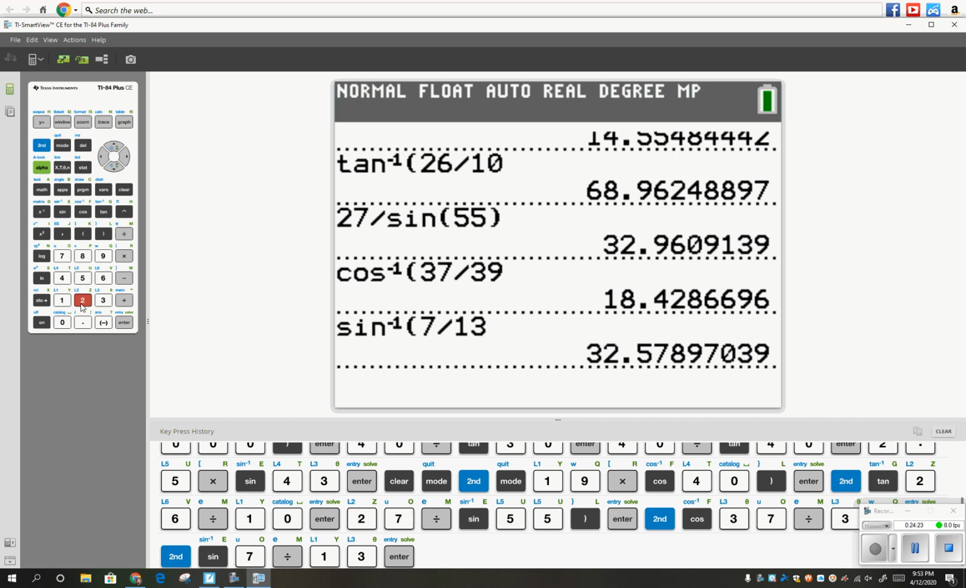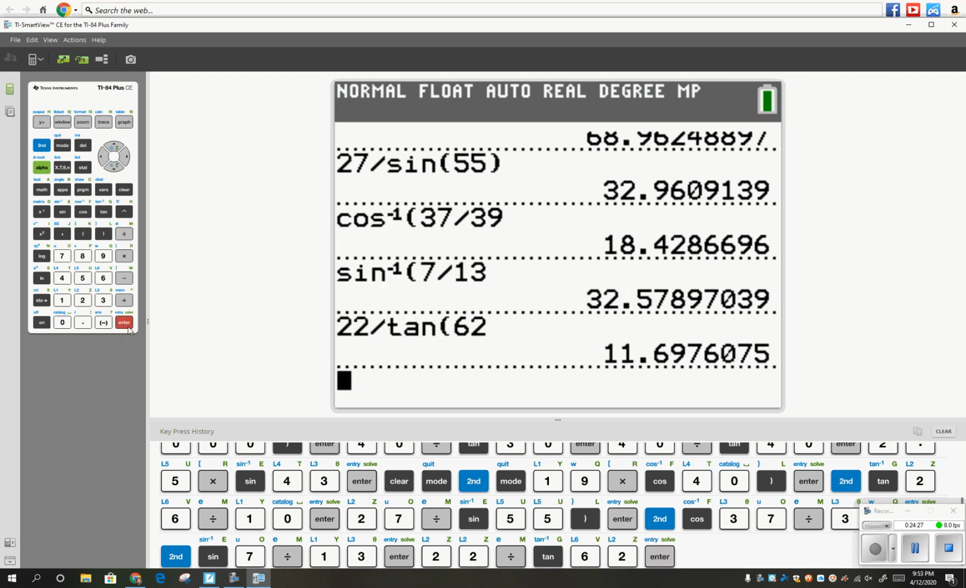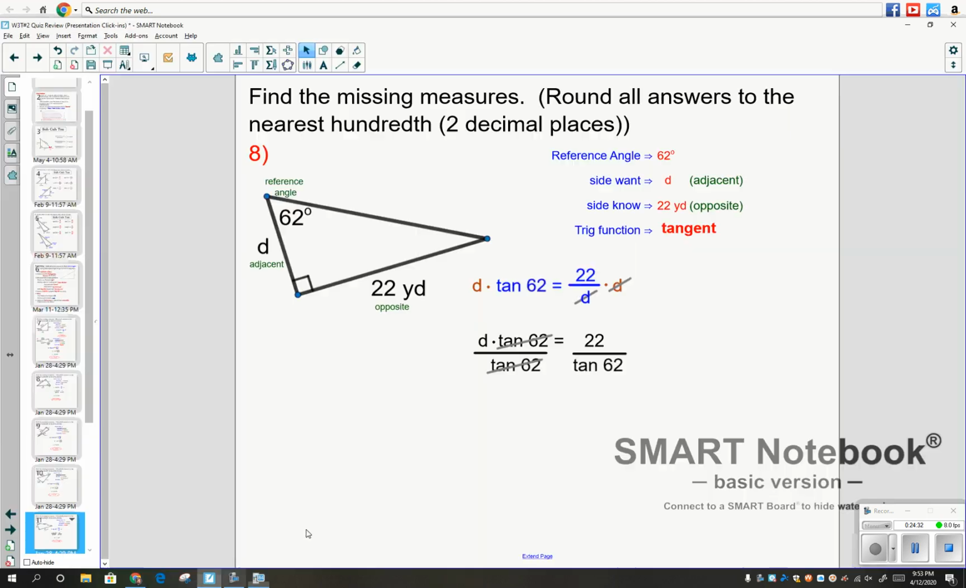Well, let's find out what the number is. 22 divided by tangent of 62 gives me 11.697. Rounding to 2 decimals, the third number is a 7, which tells me to round up. So I have to add 1 to this 9. If I add 1 to the 9, it's going to become a 10, which means I have to add 1 to the 6. It becomes 11.70, or just 11.7 yards. So even though it says 2 decimals, if that second number is a 0, you do not necessarily need to include it.